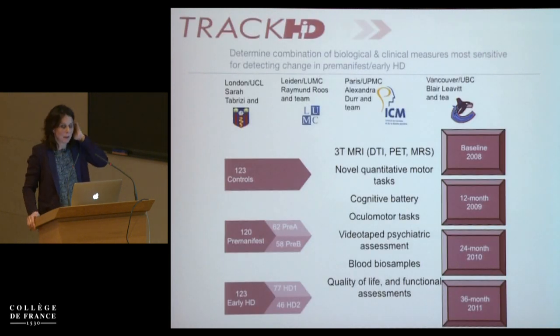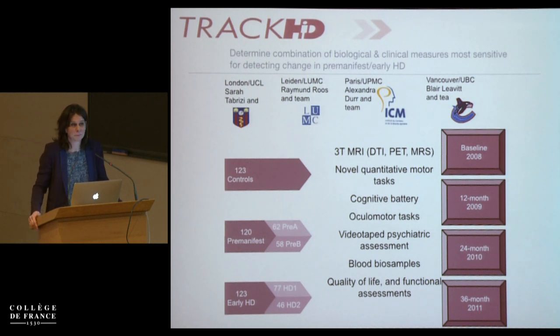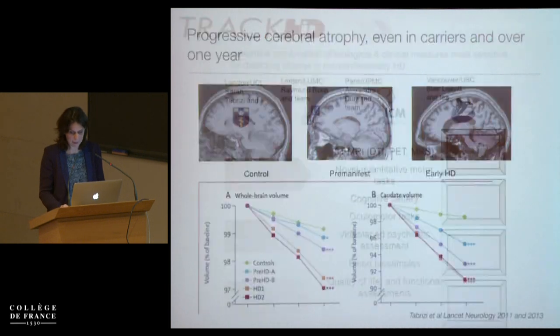So to come to the real pre-symptomatic phase, because people working with pre-symptomatic carriers, like Sarah Tabrizi in London and Raymond Ross in Leiden and Blair Levitt in Vancouver and myself, we put a study up following pre-symptomatic carriers. So we had controls, which were intrafamilial controls, importantly, pre-manifest, and I'm going to speak mostly about those, and patients.